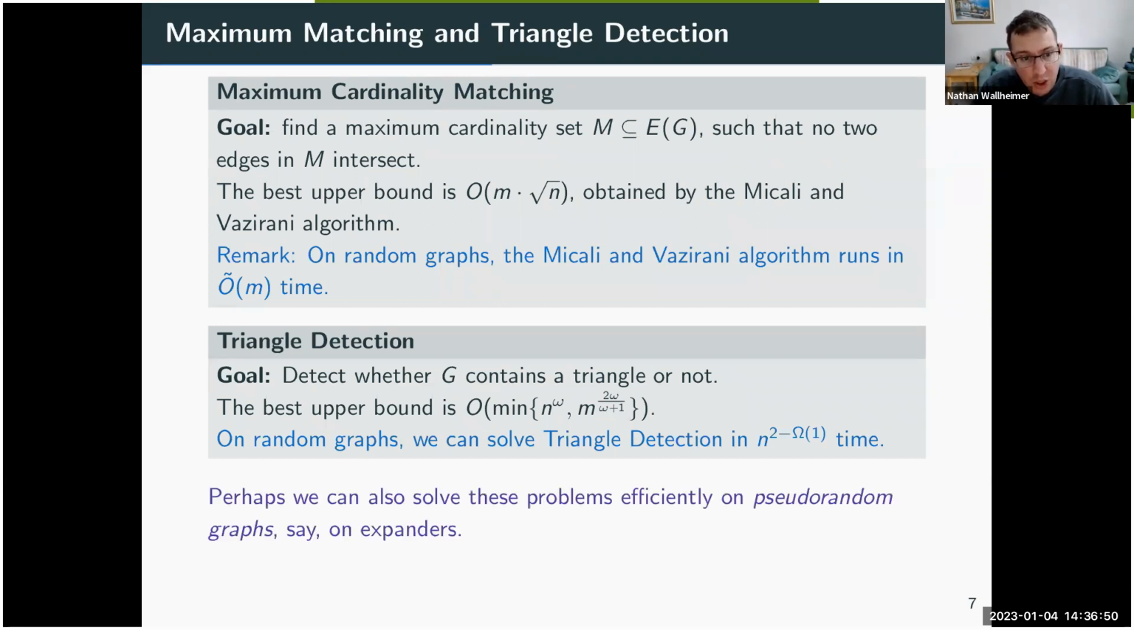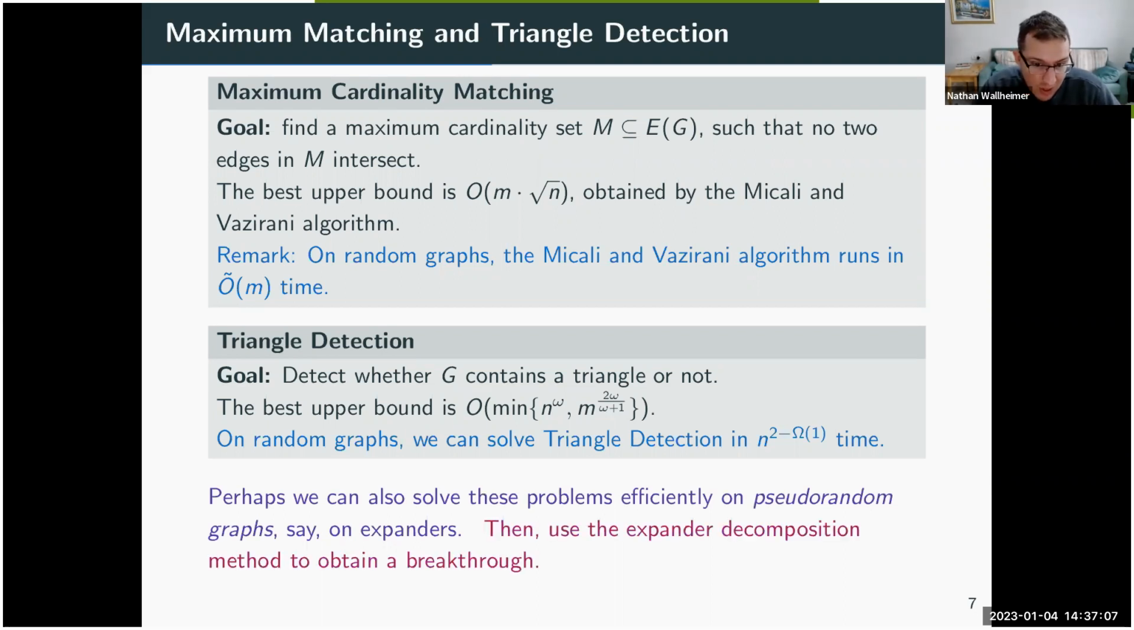The reason why I am mentioning the results on random graphs is because perhaps we can also solve these problems efficiently on pseudo-random graphs, like expanders. And then maybe we can also use, for example, the expander decomposition method to obtain a breakthrough to any graph. So this approach will actually fail because we managed to show direct worst case to expander case reductions.